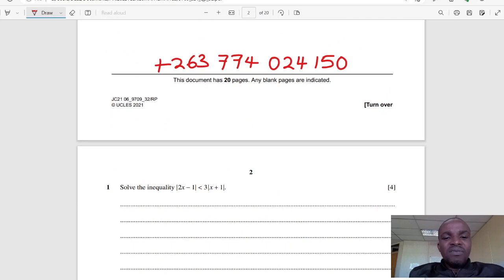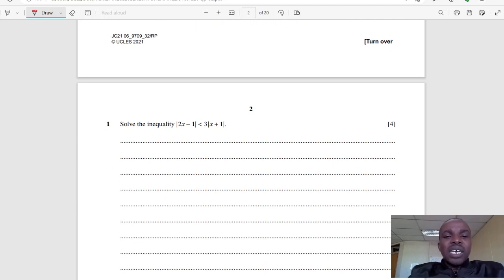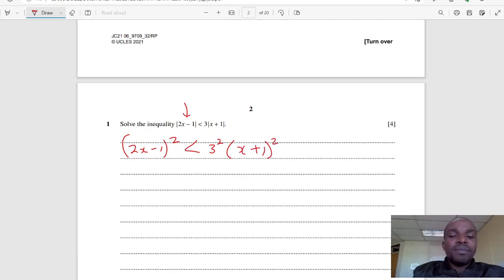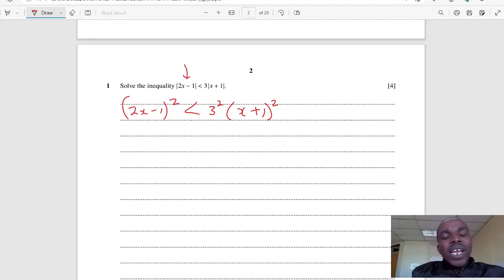These are modulus inequalities, right? So what you have to do in this case is just square everything, to get rid of the modulus function. On the left side of our inequality sign, we have 2x minus 1; you square 2x minus 1. On the right side, we have 3; you square 3. And you also have x plus 1; you square this item. Then you expand, collect like terms, then find the critical values, then you can find your solutions.